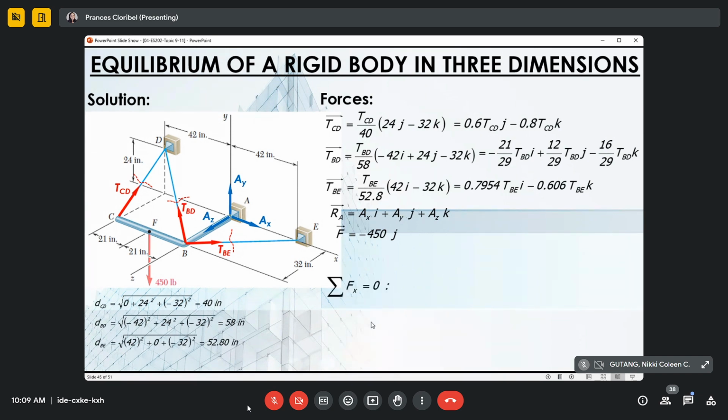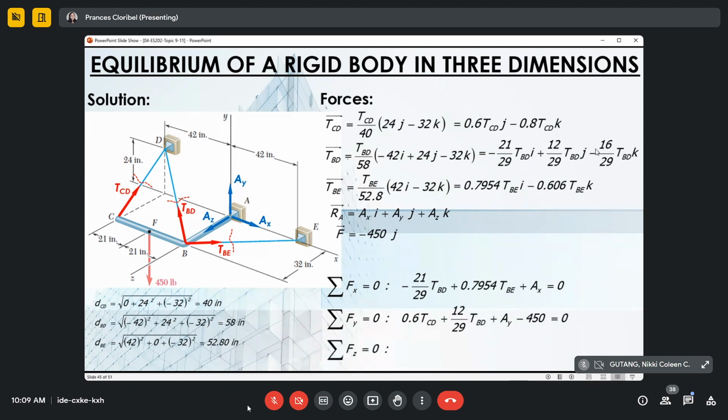But before we get our position vectors, we sum up the x, y, and z components. Okay? We combine all x components and then equate to 0. And then for y, combine and equate to 0. For our z, combine all and then equate to 0.